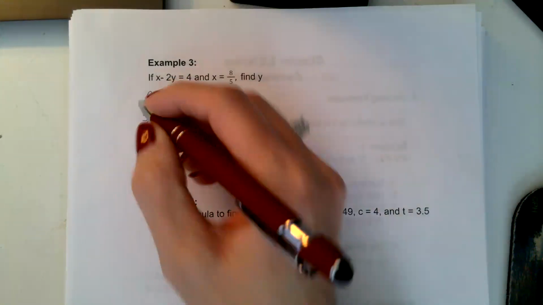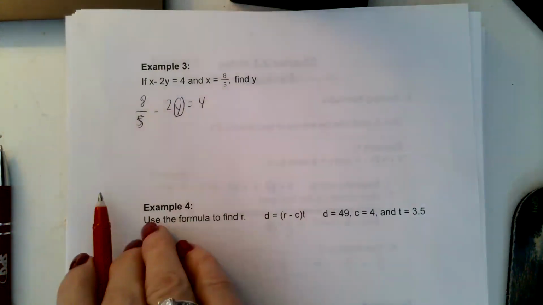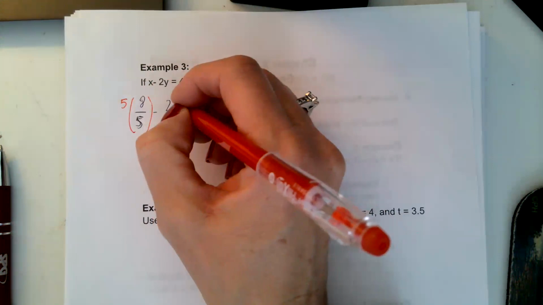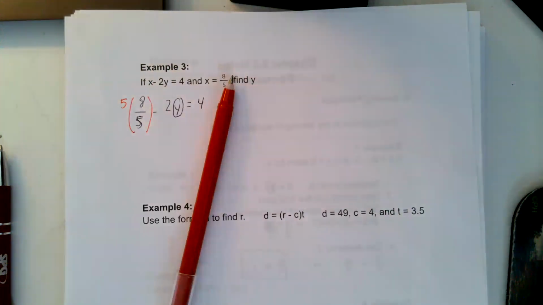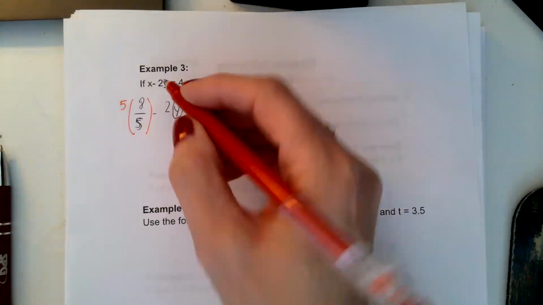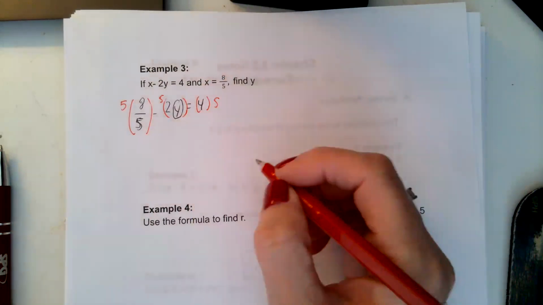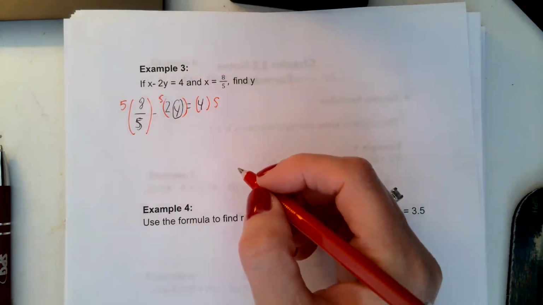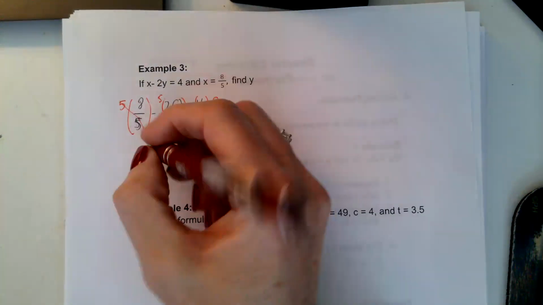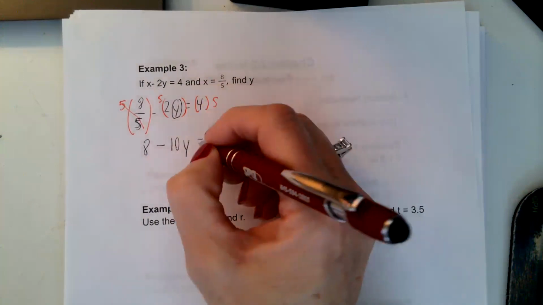Because we have a fraction, I'm going to multiply through by that denominator so that I can eliminate my fraction. So I'm going to multiply this fraction by 5. I'm also multiplying this 2y times 5 and then the 4 times 5. So these 5's cancel and I have 8 minus 5 times 2, which is 10y, equals 4 times 5, which is 20.